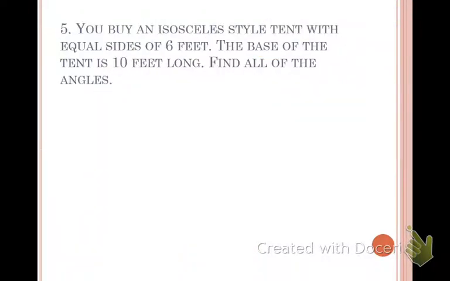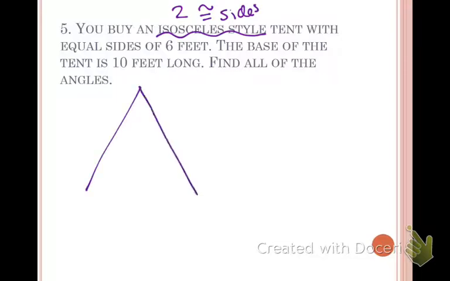All right, so we're going to do the next one. There is a question like this on your classwork. You buy an isosceles style tent with equal sides of 6 feet. What does isosceles mean to me? Yeah, two congruent sides. Good. So hopefully you've seen a tent before. There are people who haven't. But the two congruent sides would be the ones not on the bottom, because that would make sense. So 6 feet and 6 feet.